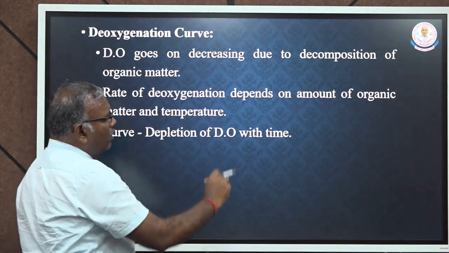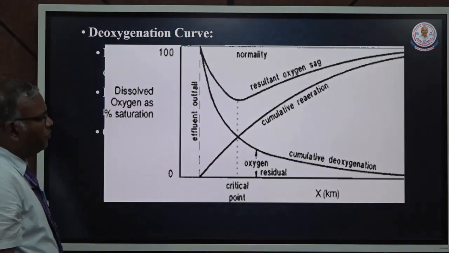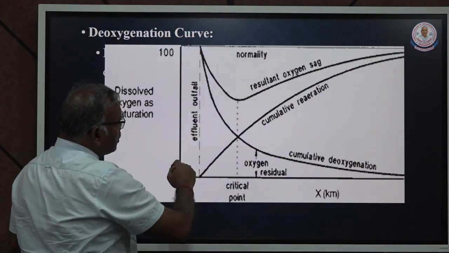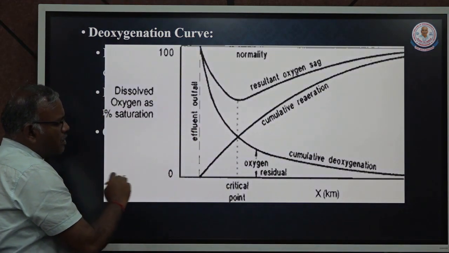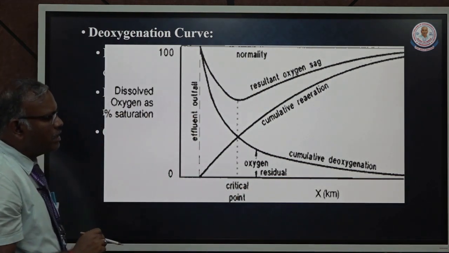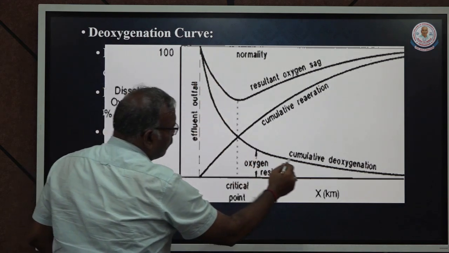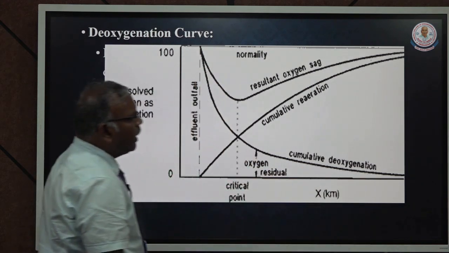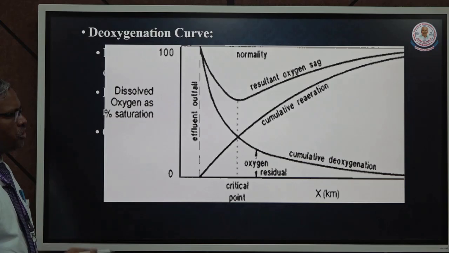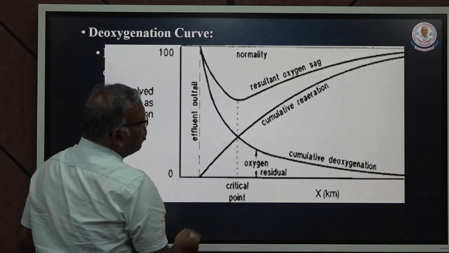Next, this curve represents the depletion of oxygen with time, that is, the dissolved oxygen along the y axis and the distance marked along the x axis, and the deoxygenation is the curve which is drawn over here. Once the degradation is over, the re-oxygenation will take place.